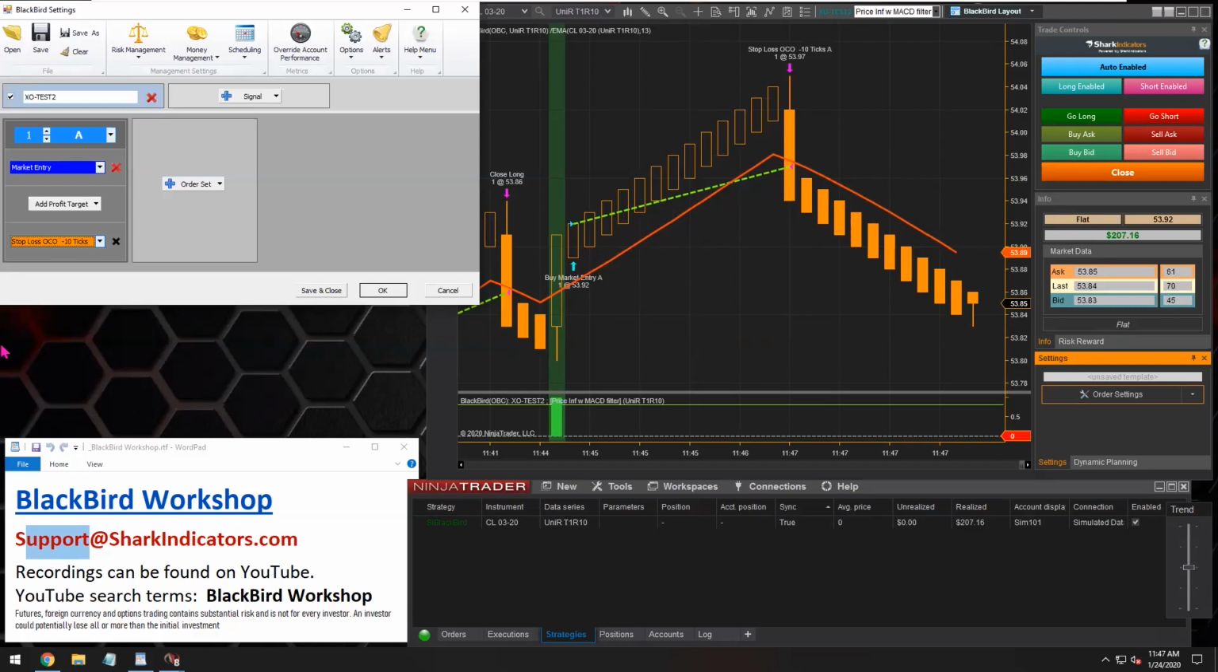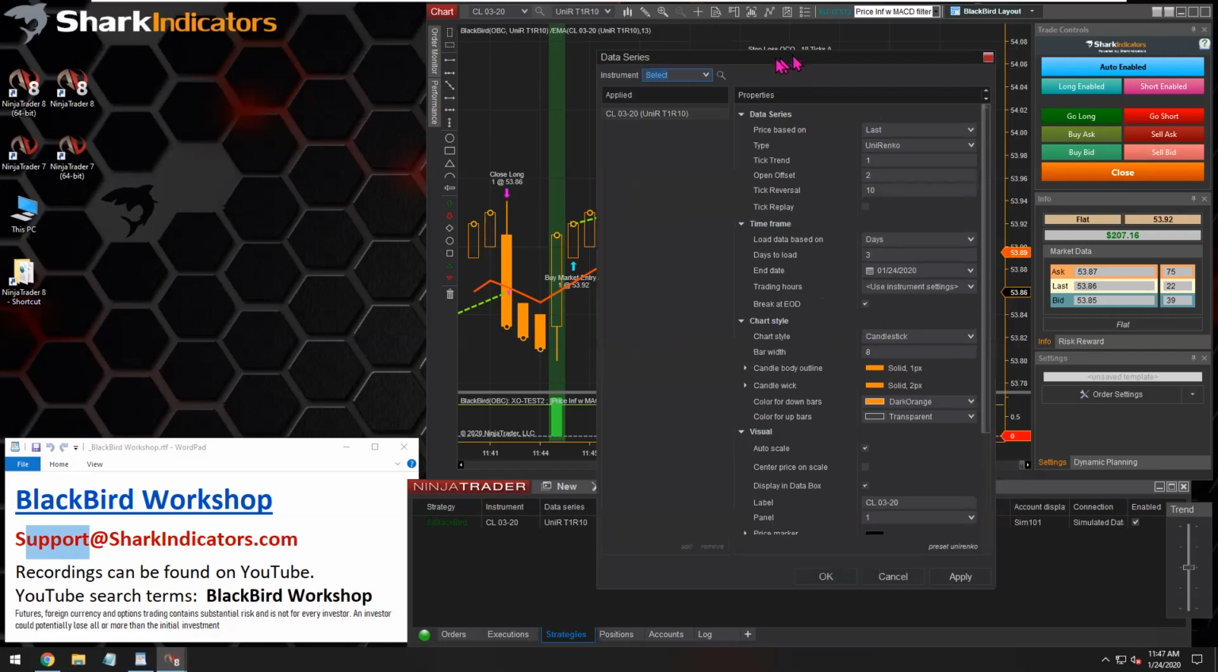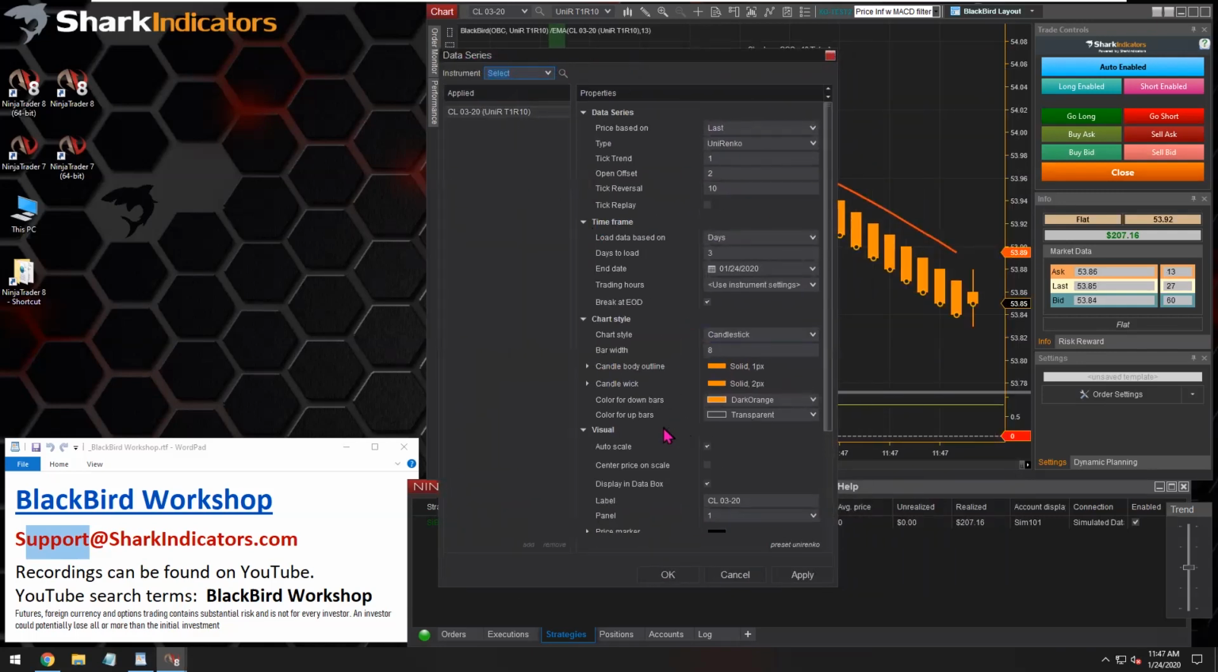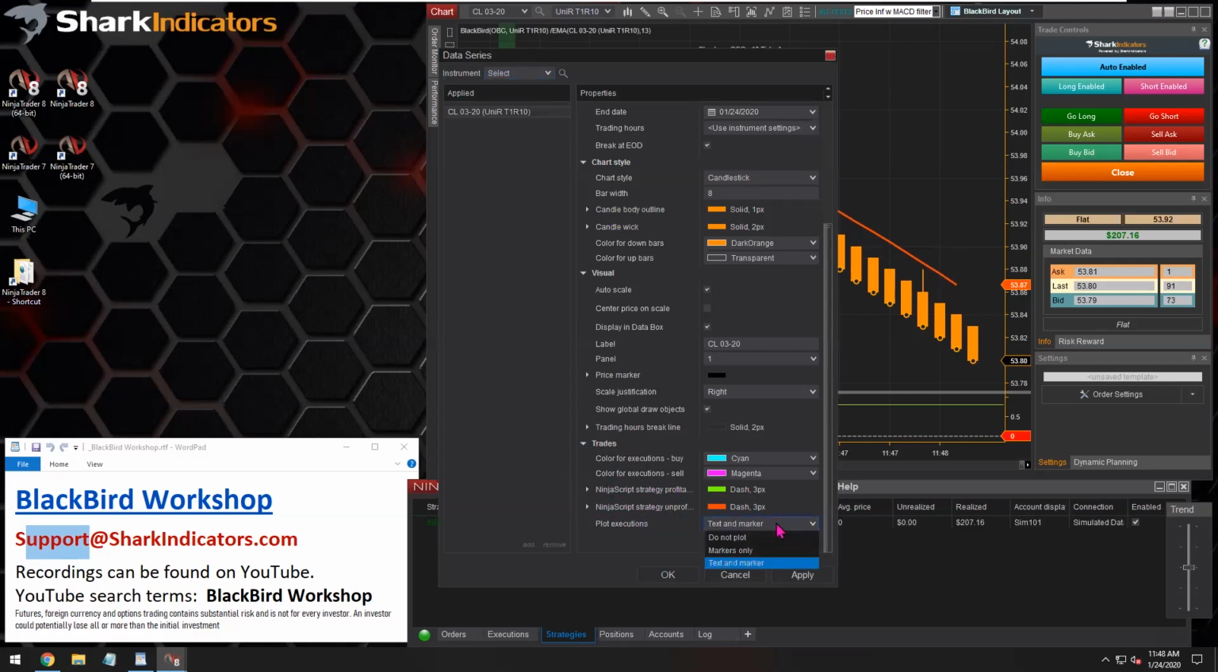David is asking how I got the profit and loss lines so thick. Simply double click on your bar to bring up the data series, and it's right down here under trades. This bottom section under trades is where you can adjust all the colors and lines for profitable and unprofitable trades. So David, in your data series, down here under trades, this is where you can turn them on and off. This is a feature of your chart.